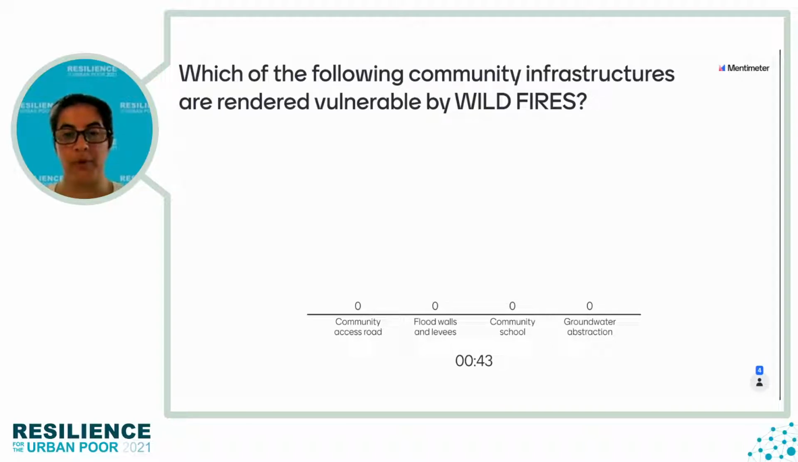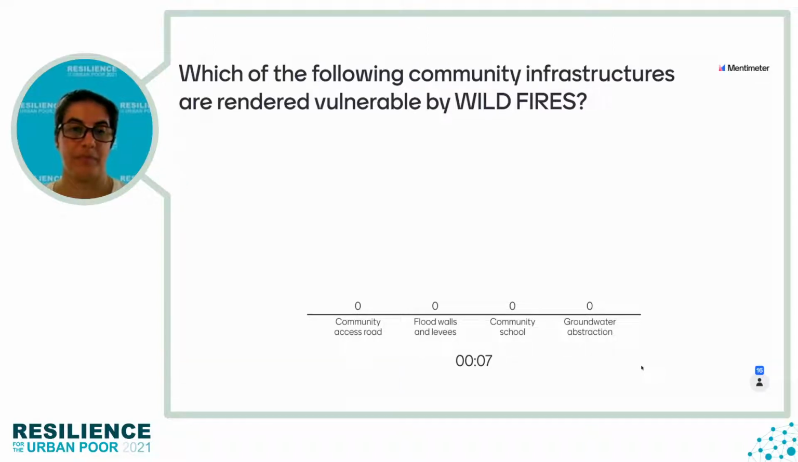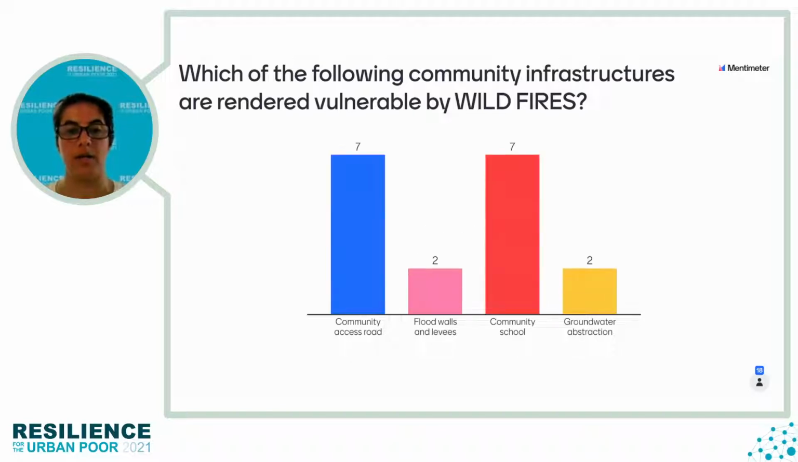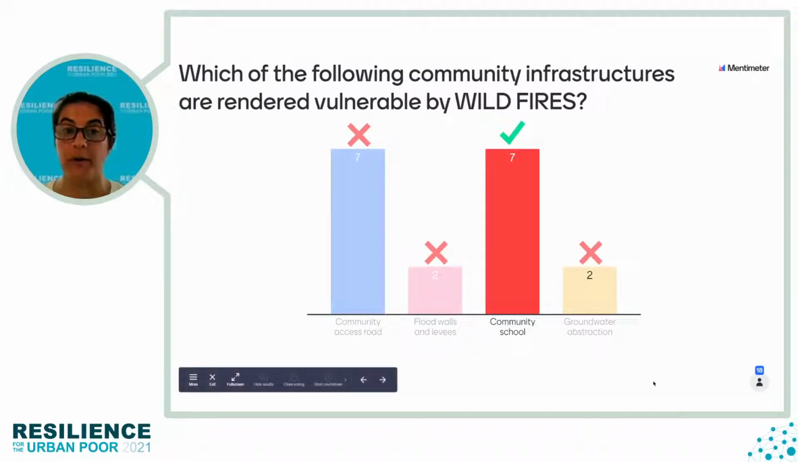There's a bit of a lag, so I'm not seeing three, four participants now. We're shutting down in 30 seconds. We have 9, 11, let's see how much we get. It's an easy question, come on. Three, two, one. And the answer is we had 18 participants and we had equal votes for community access roads and community schools, which is very interesting, but the right answer was the community schools.